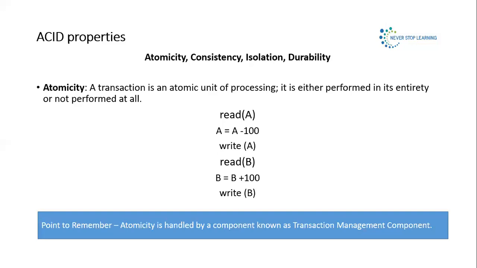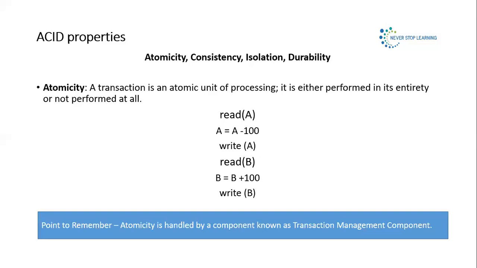Now, suppose that during the execution of this transaction, any failure occurs. The failure can be of any type, power failure or hardware failure or software error, any kind of failure. And that failure happens after these three instructions. The money is deducted from account A, but it hasn't reached account B, and in between, the failure happened. Because of this failure, my database came to an inconsistent state.